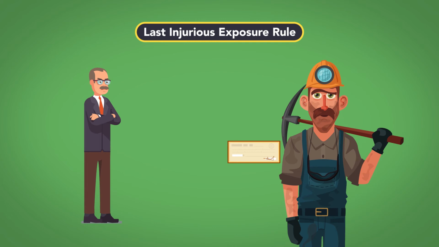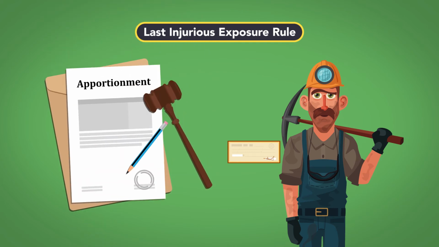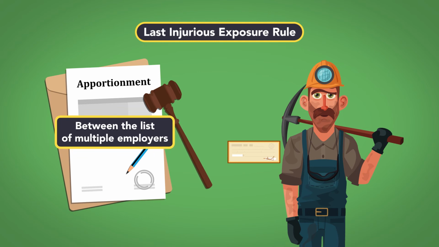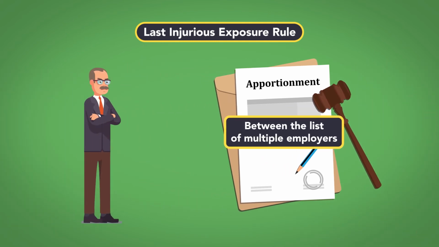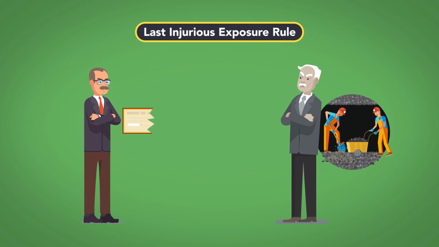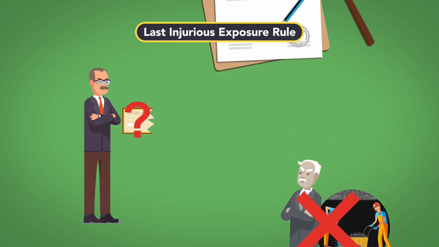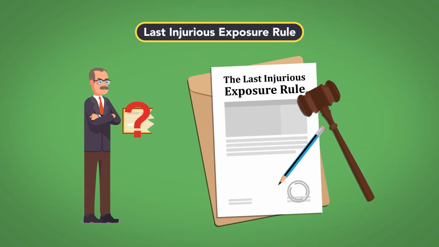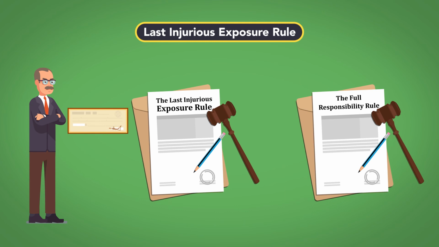However, some jurisdictions may apply apportionment after the worker is awarded benefits, as between the list of multiple employers. This would allow the last employer to recoup from previous employers that portion of benefits paid by him that could actually be attributed to exposure by prior employers. If the last employer has no way of recouping for that portion of the disability that he did not cause, then the result of the last injurious exposure rule would effectively be a return to the full responsibility rule.